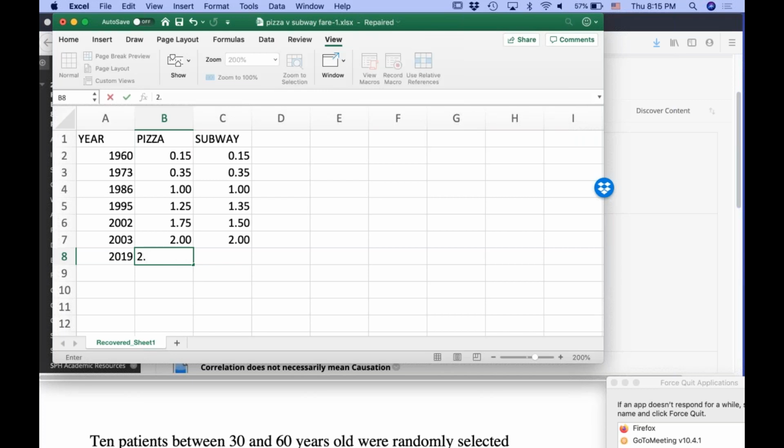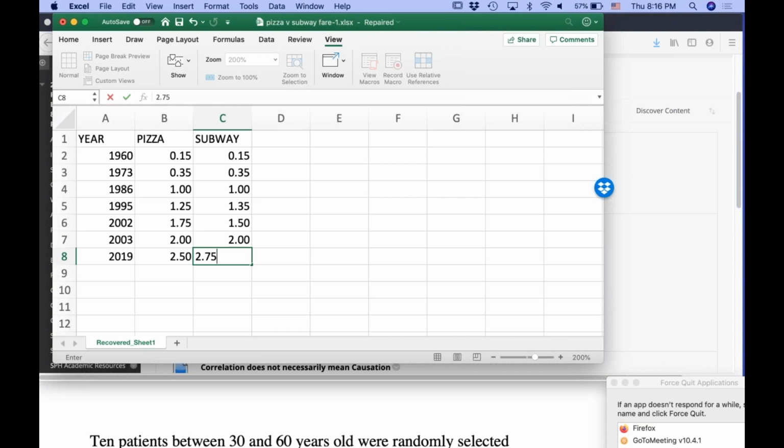No, it's more than $2. Maybe $2.50 a slice. Okay, $2.75. Let's say it's $2.75. I'll call it $2.50. How much is a subway fare? Bingo. What do we have here? Whenever the subway fare goes up, the pizza price goes up, right?